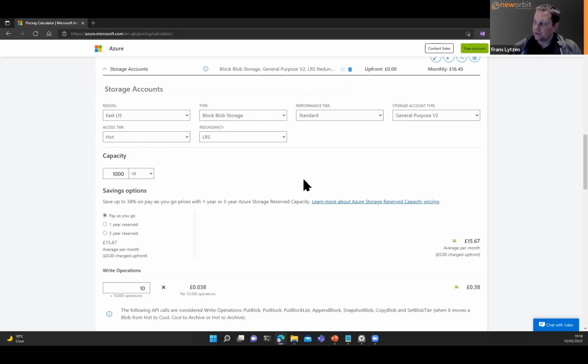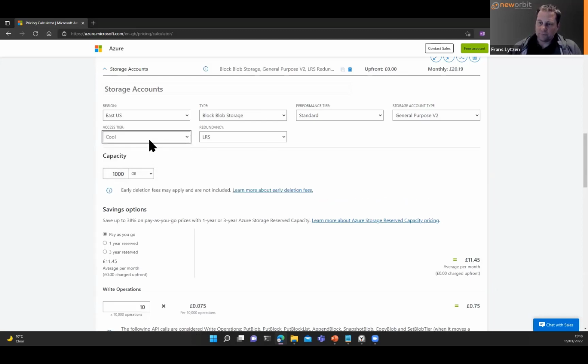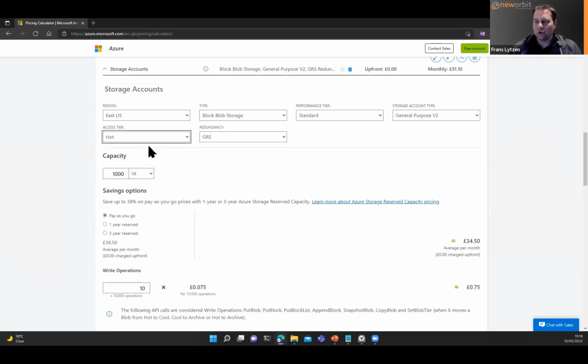If you take this one out, hot is in this case £15 for a terabyte. If I change it to cool, it's £11. But if I change it to, let's say, GRS, it's £25 cool, and it's £34 hot. So as you're scaling this thing up, to make it a bit more fun, let's imagine we have 10 terabytes of data. You can start seeing the differences.